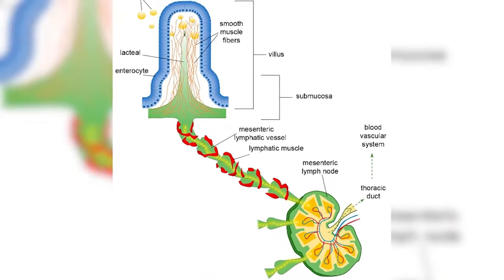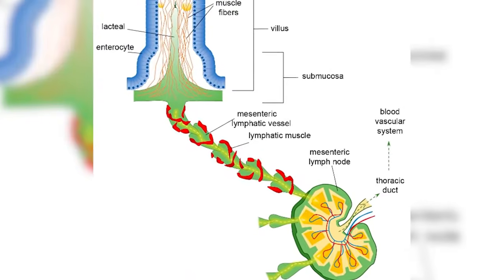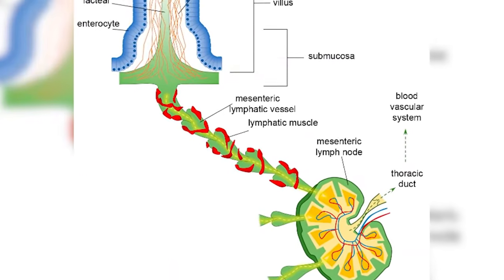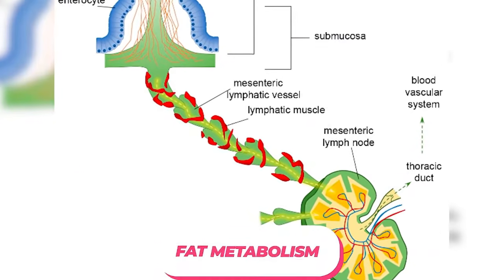In addition to its role in the immune system and fluid balance, the lymphatic system also plays a crucial role in the body's fat metabolism.